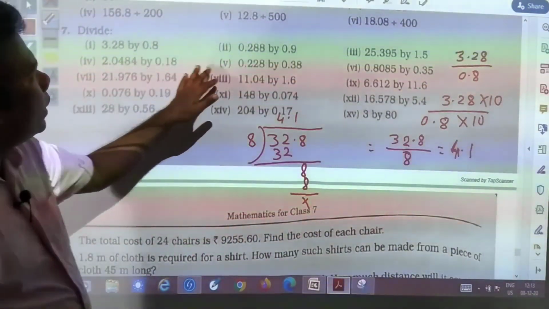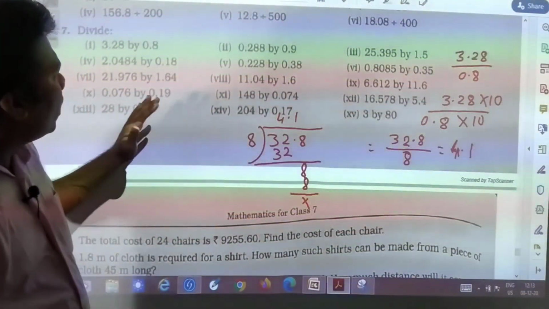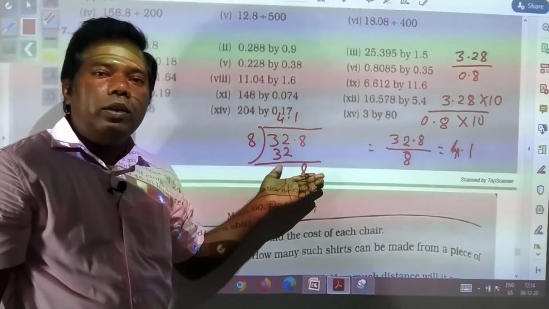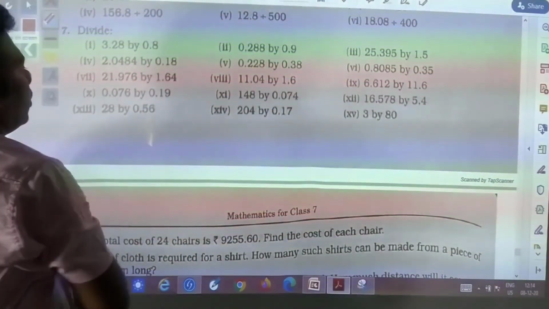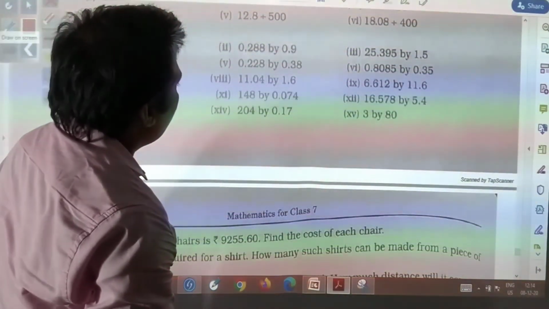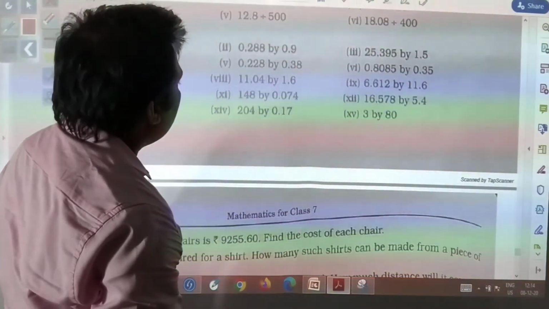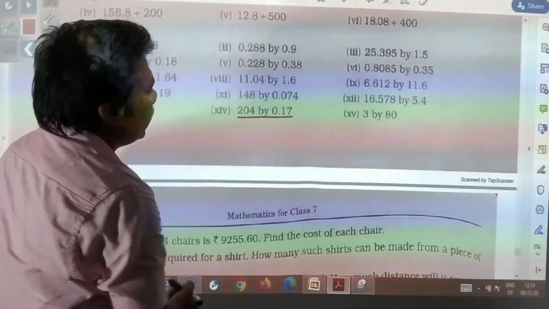So I hope each and every question you will be able to solve, but you need to convert first the denominator into whole number and then you divide. Any more question can be taken? Here you see, this one you take.